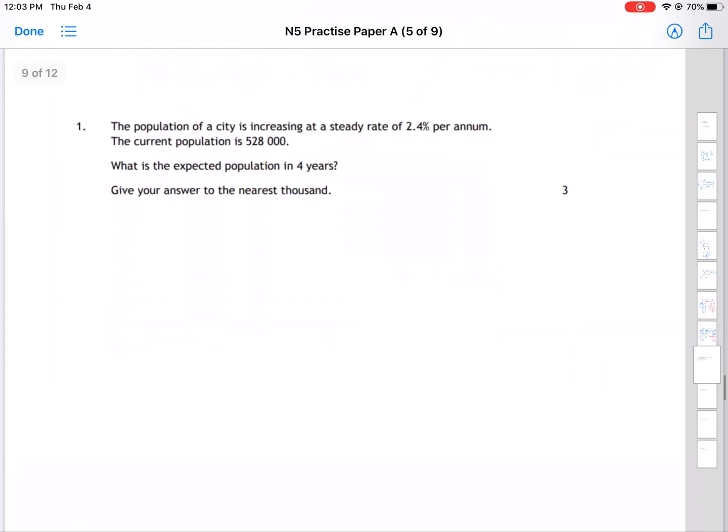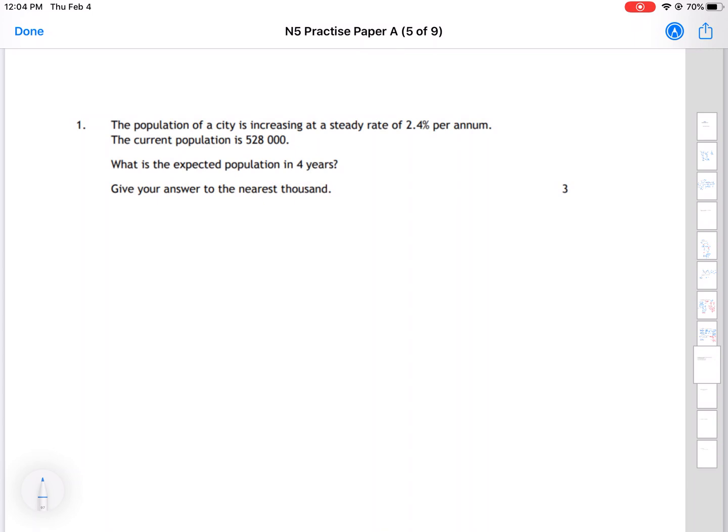Okay, on to the paper 2. There wasn't much paper 2 that we could actually do, so I've just copied over, I think it's 4 questions that we've got in here. So the population in a city is increasing at a steady rate of 2.4% per year. Increasing, it's going up. The current population is 528,000, and we want to take this over 4 years.